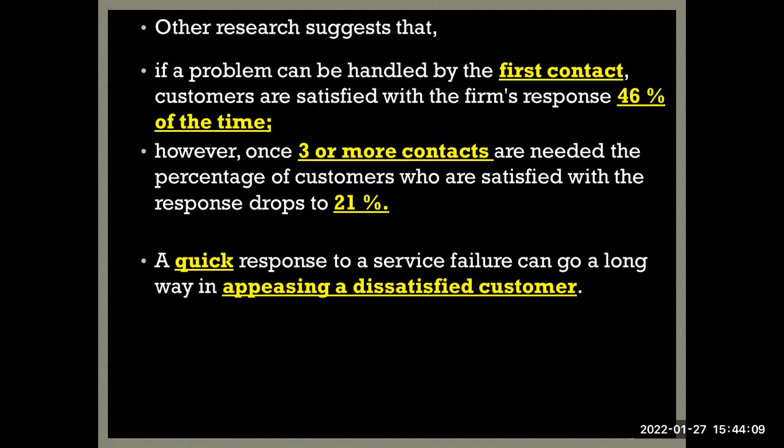Second, provide appropriate communication. Other research suggests that if a problem can be handled by the first contact, customers are satisfied with the firm's response 46% of the time. So if it is solved in the first contact, then 46 out of 100 people are still satisfied. However, once three or more contacts are needed, the percentage of customers who are satisfied with the response drops to 21%. So the ratio decreases from 46% to 21% when the customer has to contact more than three people.